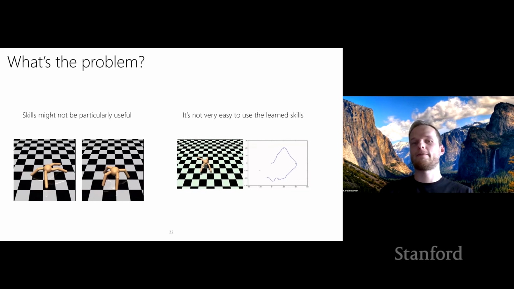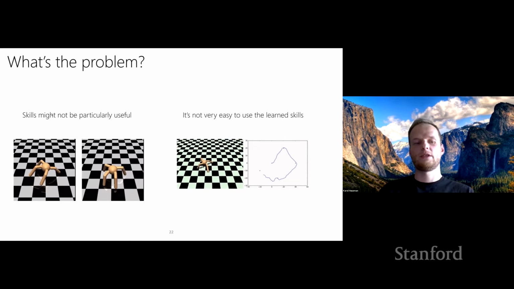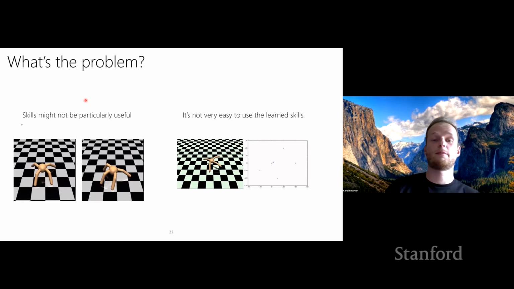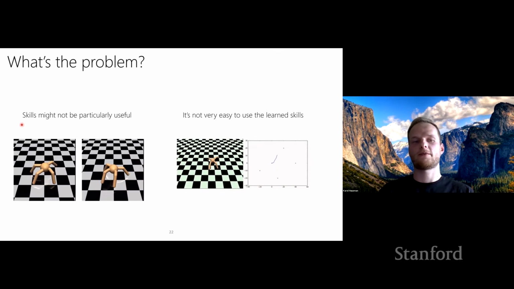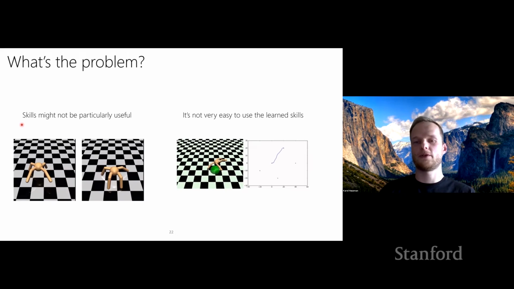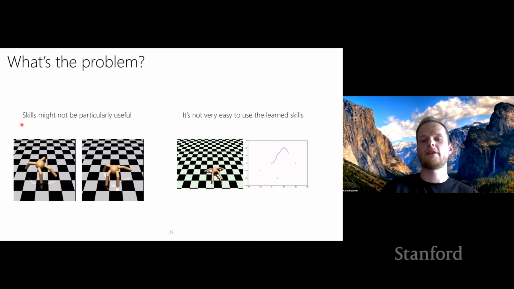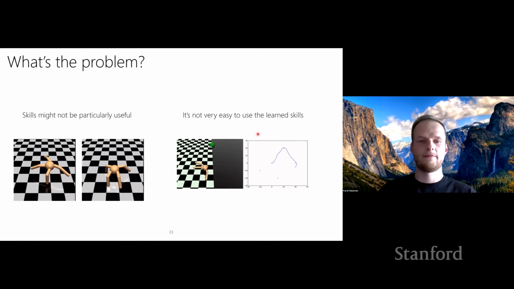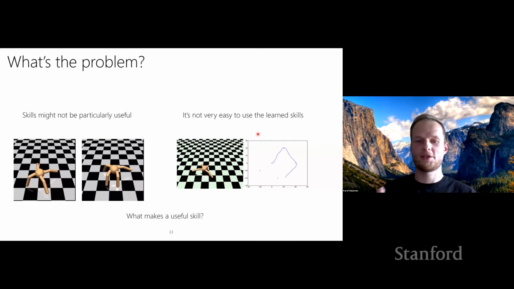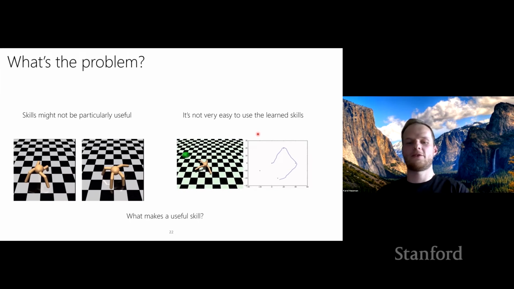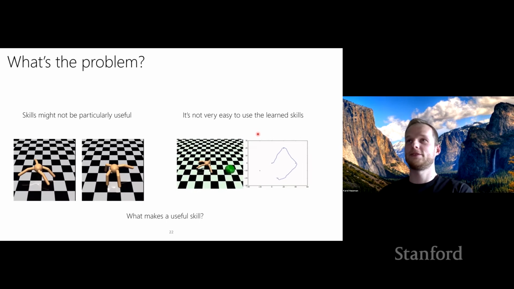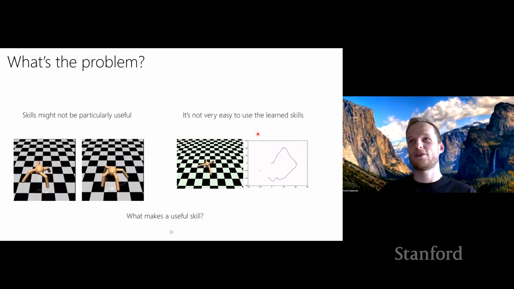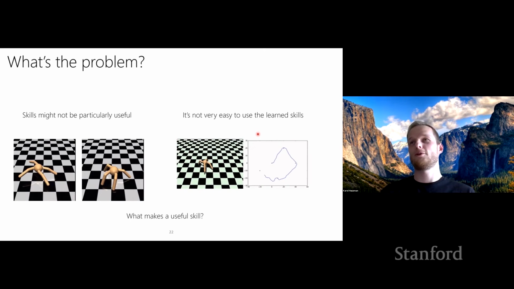So we'll start with focusing on that first question, that skills might not be particularly useful, and try to think of ways how we can make them more useful. Then we can see how that results in a partial answer to the second question as well. So here's a question to you. What do you think makes a useful skill? Right now we're just coming up with very diverse skills. How can we constrain this a little bit more and say that skills have to be useful?